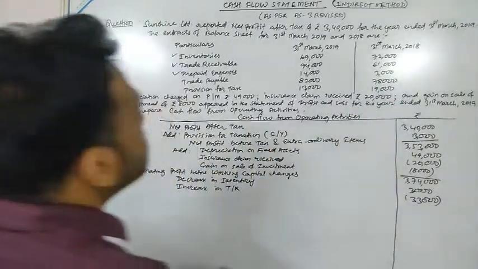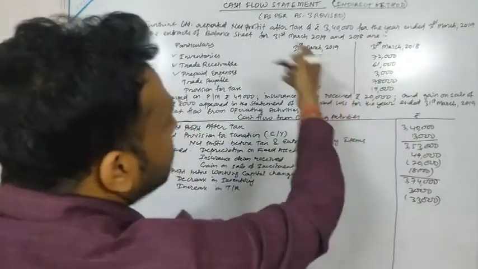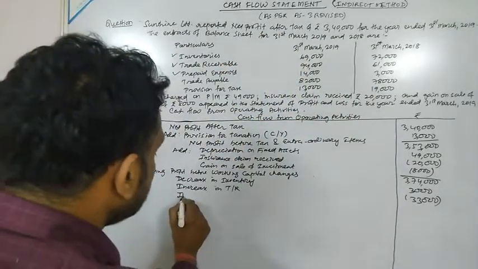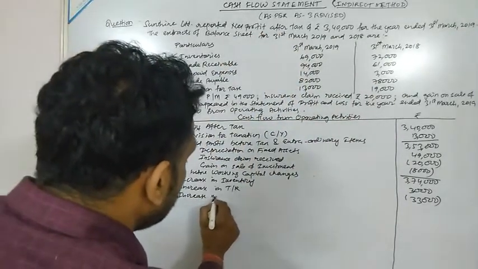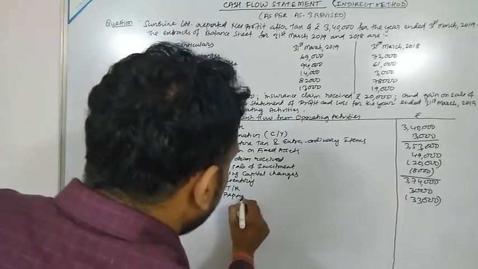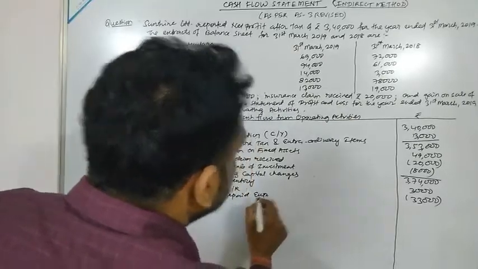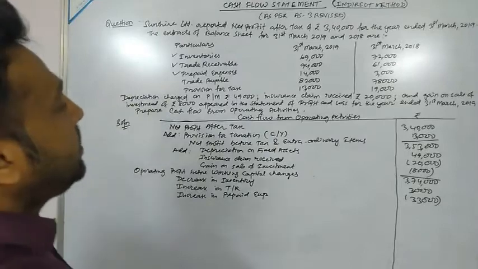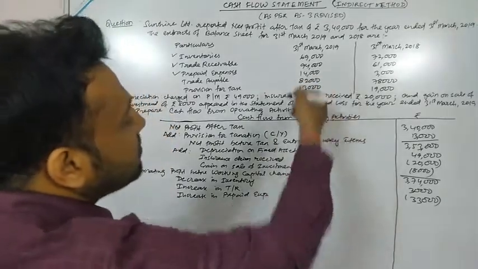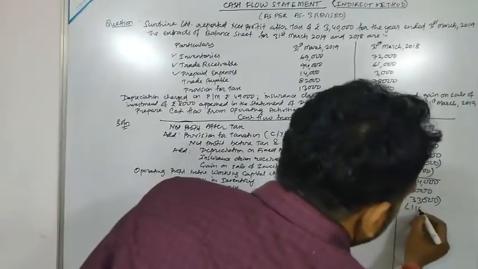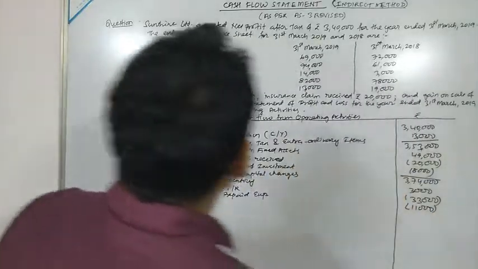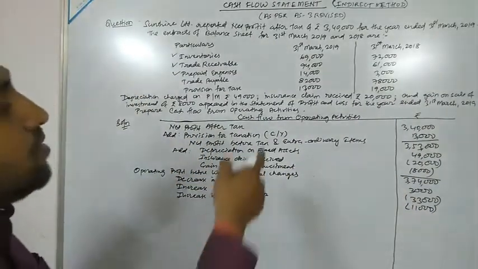Okay, now you see prepaid expenses 3,000, 14,000. So it is also an increase in current assets. So an increase in prepaid expenses means an increase in current assets, which will be reduced. So we have to subtract 3,000 minus 14,000. How much is the difference figure? The difference figure is 11,000.